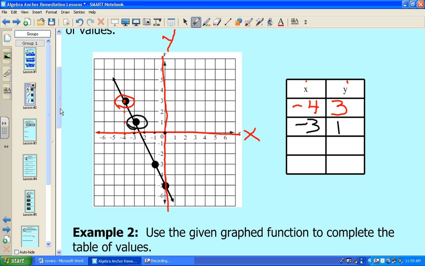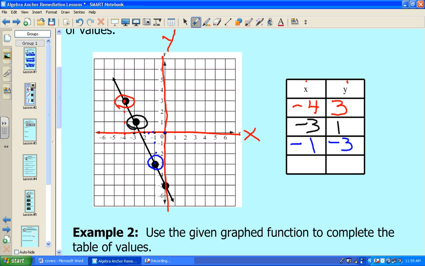Okay, looking at the next point. Starting at the origin, you have to go left only 1 this time. So that is a -1. From there, we have to this time go down 1, 2, 3. We went down 3, so that needs to be -3.